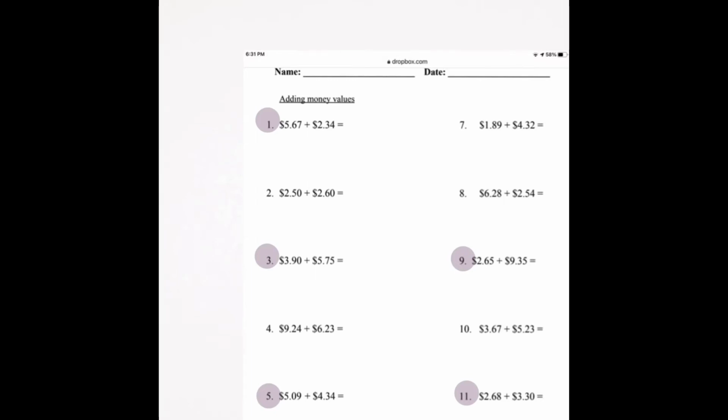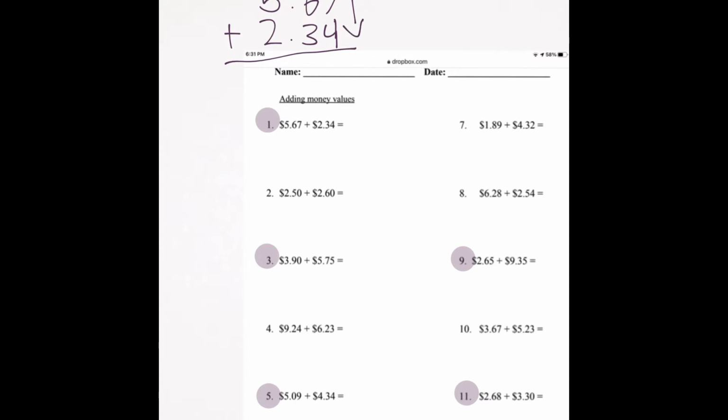So we're doing adding money values, and the first question is $5.67 plus $2.34. So what we have to do is 5.67 plus 2.34. When we add or subtract decimals, we have to line up the decimals. But when we multiply decimals, we don't have to line them up, and if we divide decimals, it's a little different. So we just add top to bottom and from right to left.